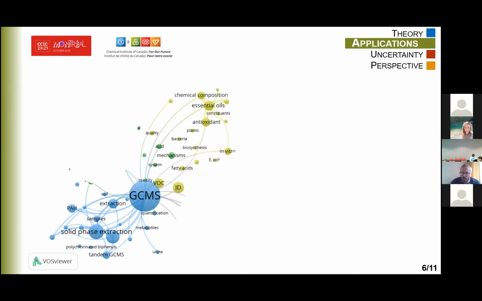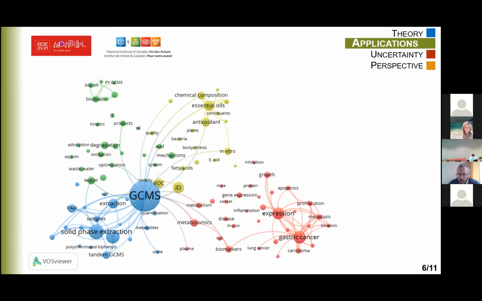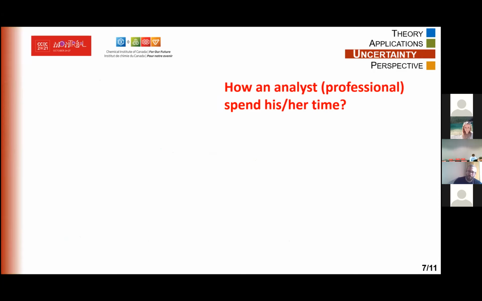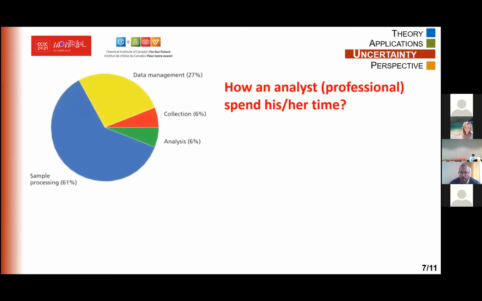The yellow cluster relates to the analysis of essential oils or biological samples. In this case, special columns and GC-MS are employed. The red and the green cluster are related to two other fields of application, biomedical and water and biomass analysis, respectively.